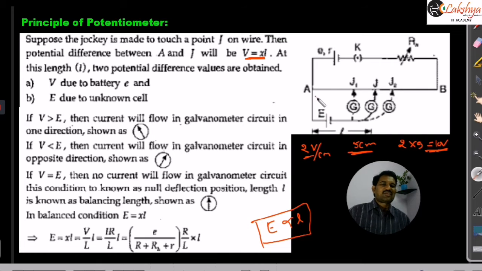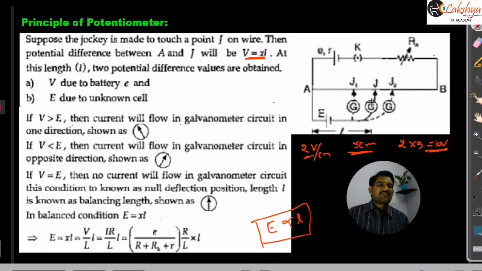Now if you are making the contact at J1 here, then the length of this potentiometer wire is decreasing here. It is less than L. And so automatically the potential difference across it will be less than this EMF here. When it is less than this EMF, current flows through the galvanometer in the opposite direction. That means now current will flow in the circuit like this. This EMF will dominate in that case, so current will flow through this galvanometer like this.